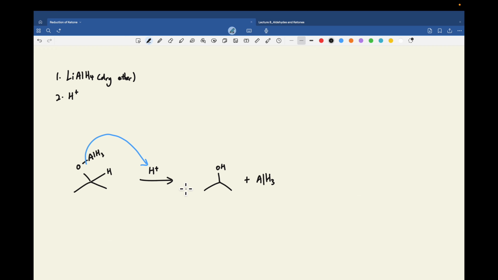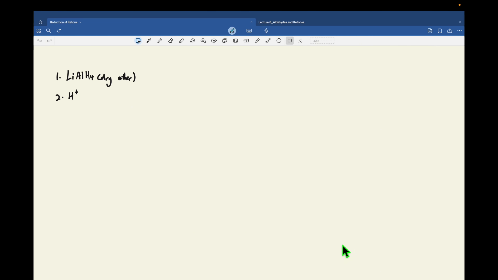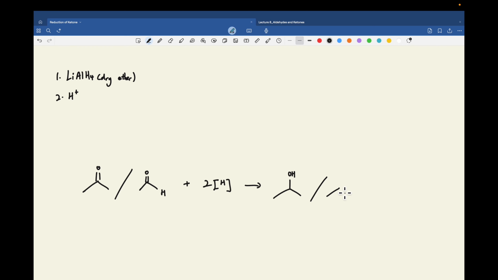So the general equation would be the aldehyde or ketone plus two reducing agent. Specifically, two hydrogen ions will be added to our aldehyde or ketone to form either a secondary alcohol or a primary alcohol. Primary alcohol means when aldehyde is reduced, and when ketone is reduced, a secondary alcohol would be formed. So you can try the mechanism yourself for the aldehyde.